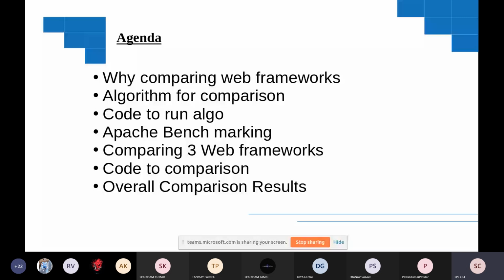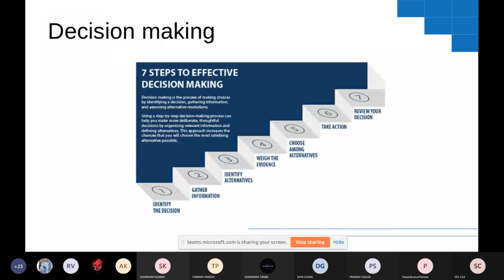Finally, what's the code for comparison? We will talk about the R code here, another language, and the overall comparison results or the experimental knowledge I'll try to show to you.